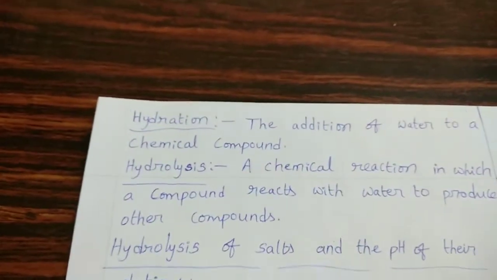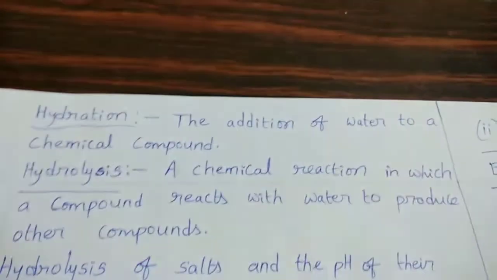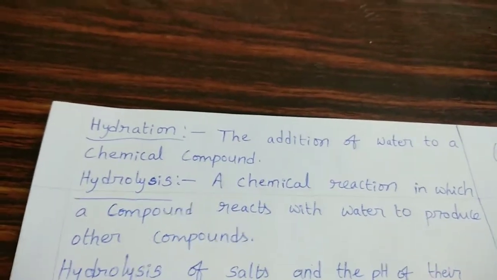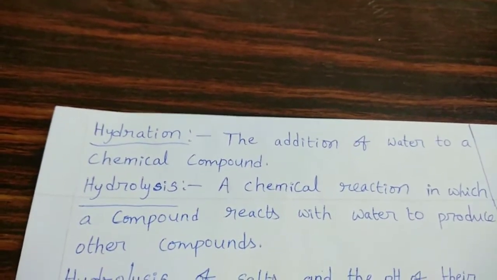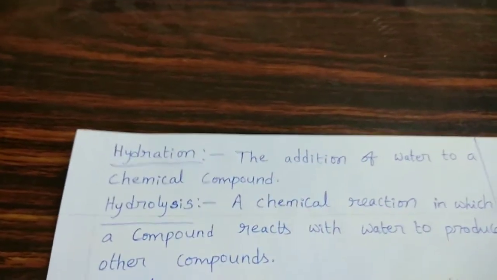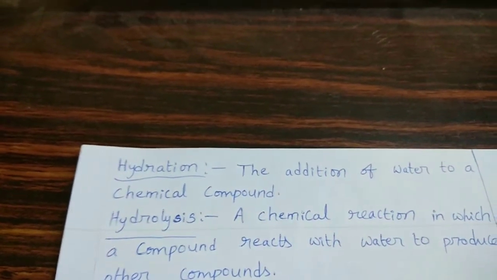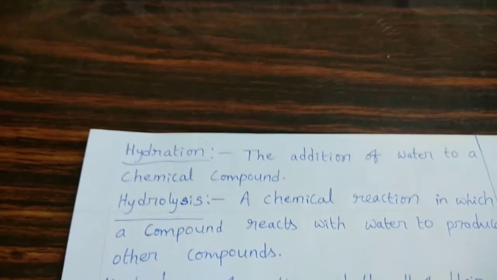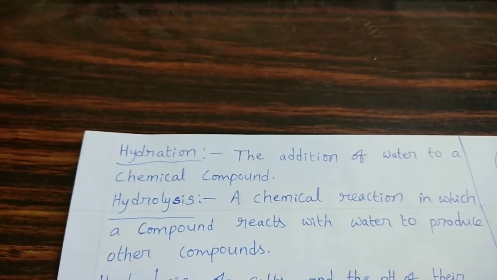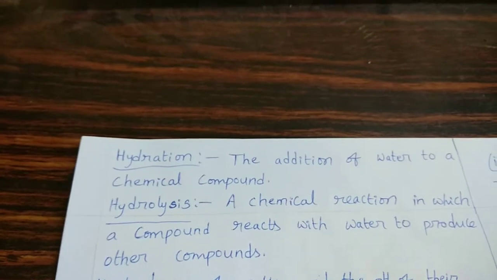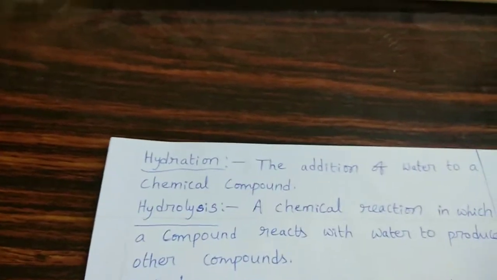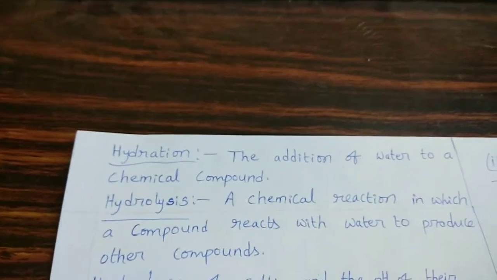Salt hydrolysis. Before going to salt hydrolysis, you should know the difference and also the meaning between hydration and hydrolysis. Both are known terms. These are not new terms. Hydration, hydrated salts are there. CuSO4 5H2O, blue vitriol, washing soda, complete formula, already we know that Na2CO3 10H2O. That means in this type of salts some quantity of water molecules are also present. Those type of compounds are called hydrated salts.